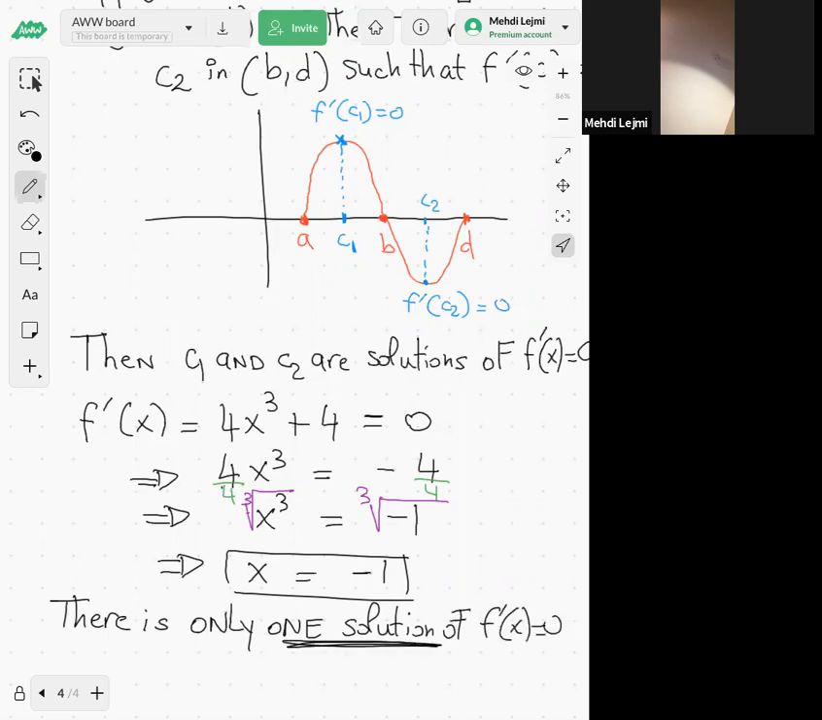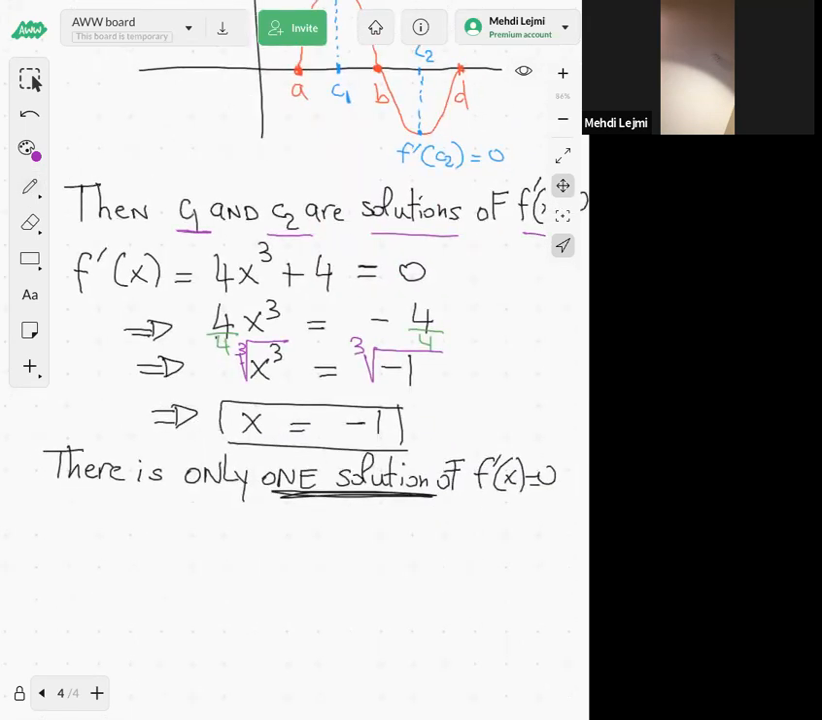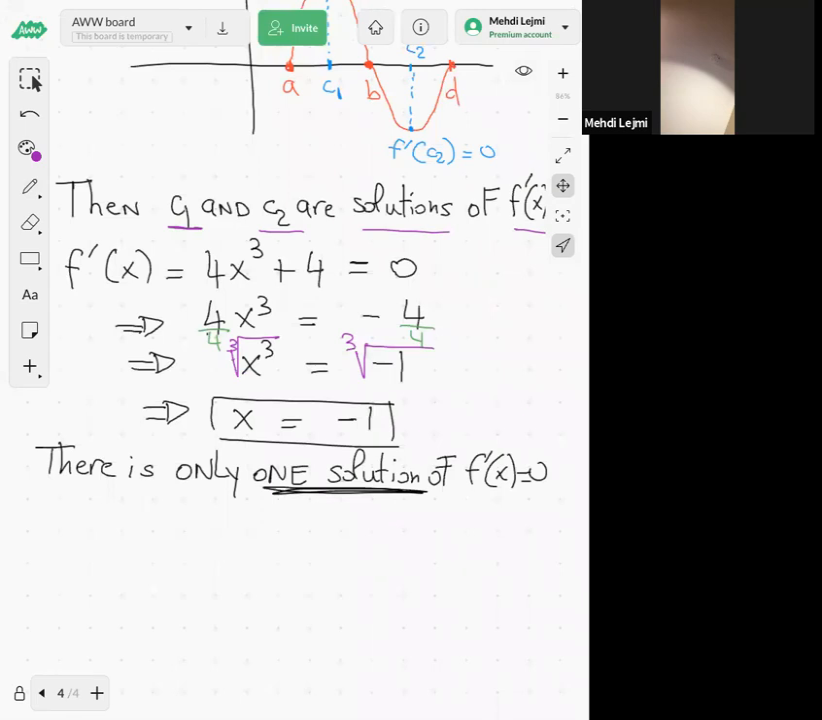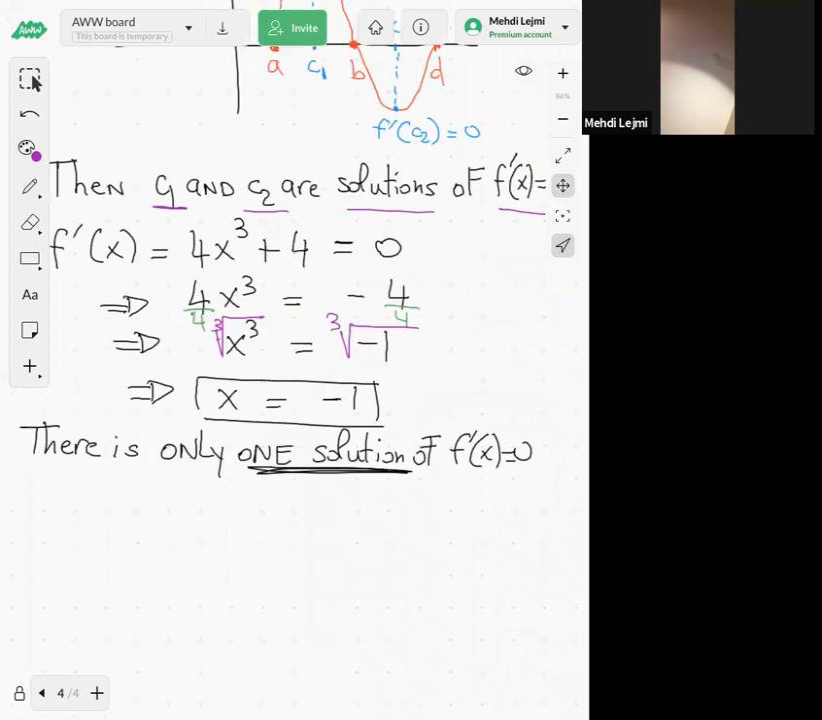But Rolle's theorem said that C1 and C2 are two different solutions of f prime of x equal to 0. And when I solve f prime of x equal to 0, I get exactly one solution. So that's a contradiction, that's impossible. The two events cannot happen at the same time: I cannot have two different solutions on one hand and only one solution on the other.